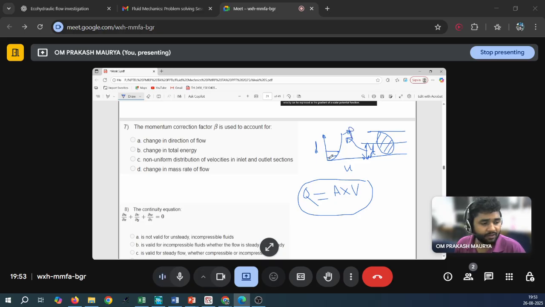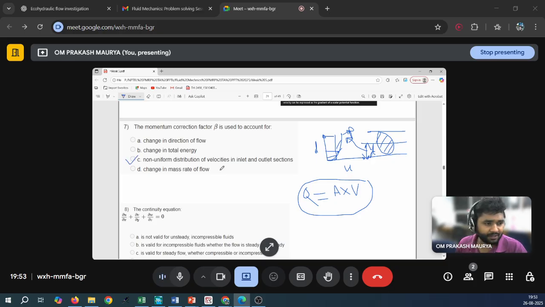For parabolic, when you convert to average, it will be like that. Average means that the velocity magnitude will be the same at every place. So this much you need to correct here, this much you need to correct here. For this correction we use the momentum correction factor, to account for converting the parabolic to a uniform velocity distribution. So here the option would be non-uniform distribution of velocity at inlet and outlet section.